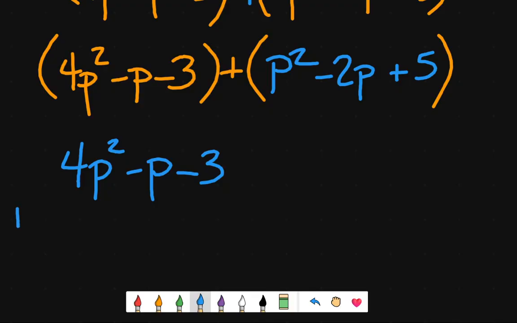We put the plus sign on the outside. We'll bring p squared. We're going to add it to the 4p squared. We're going to bring the negative 2p. We're going to subtract it from the negative 1p. And we're going to bring the plus 5. We're going to add it to the negative 3 here.